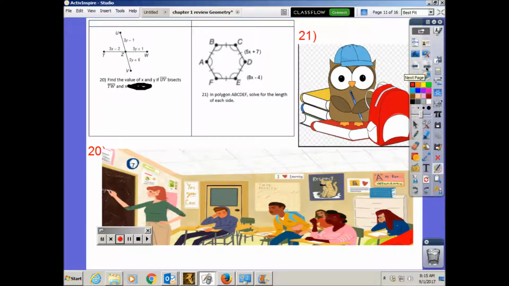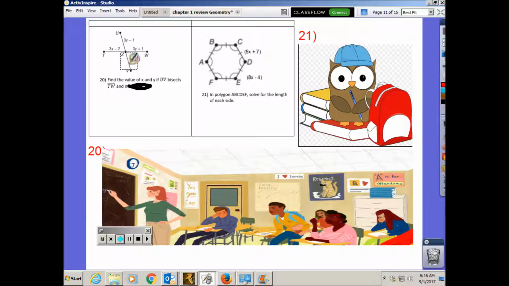So for the next two problems, number 20 and 21. For number 20, find the value of x and y if UV bisects TW and measure of angle something. The measure of angle something I've scratched out there, it's a distractor, which means I don't need it. And sometimes it's hard to figure out what do I need and what don't I need, but I'm finding side lengths. I do not need an angle measure.